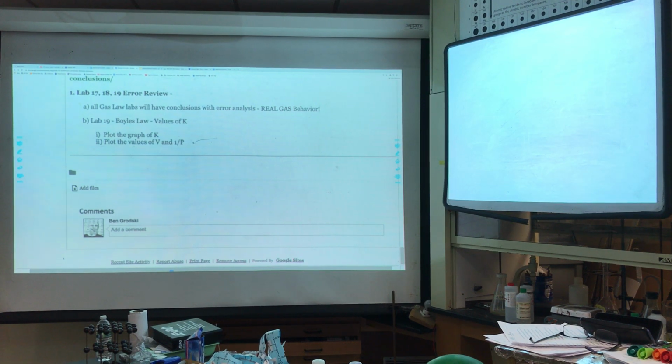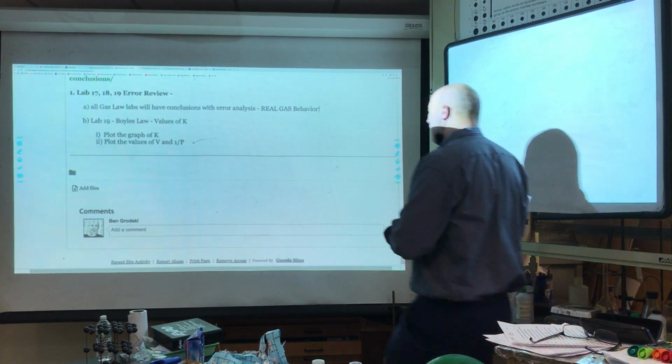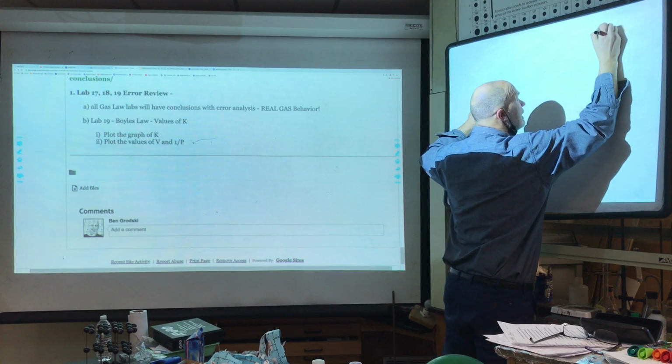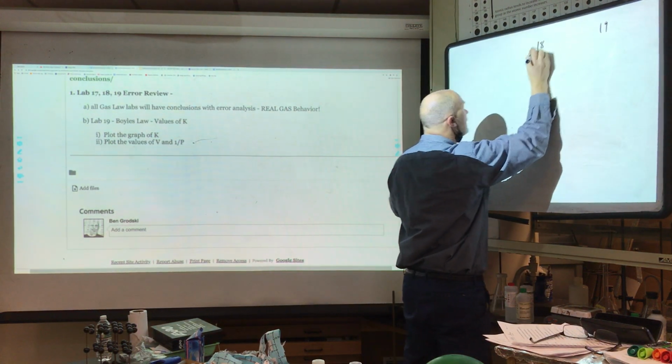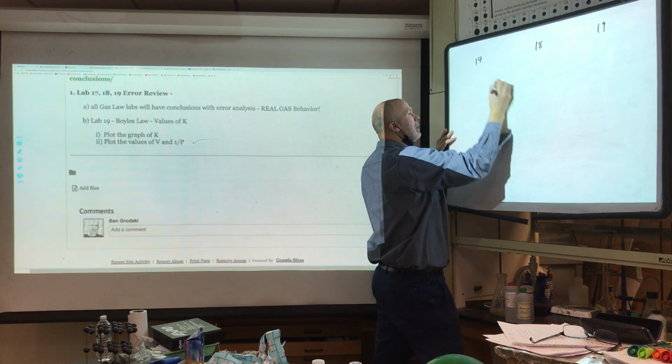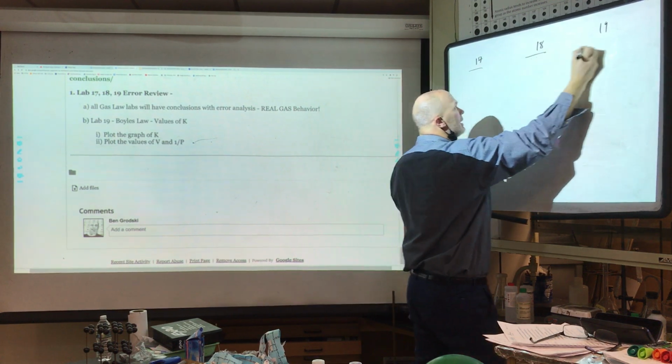All right, so we're going over our labs. We had lab 19. I'm going backwards because I can't count forward. 18 and 17. Here are our three labs that we did.